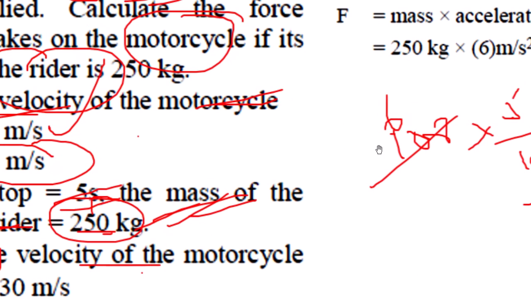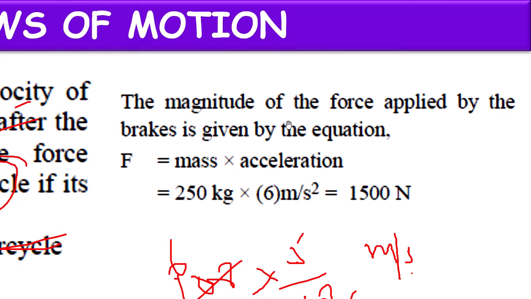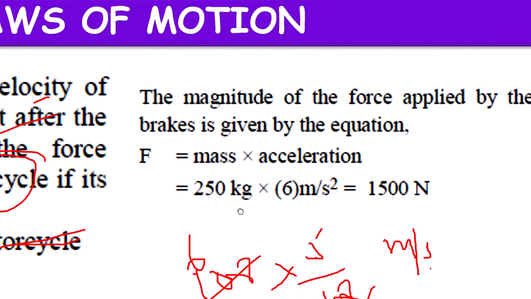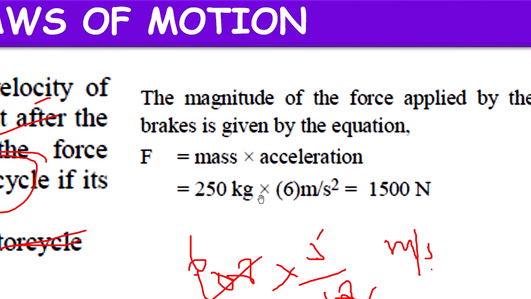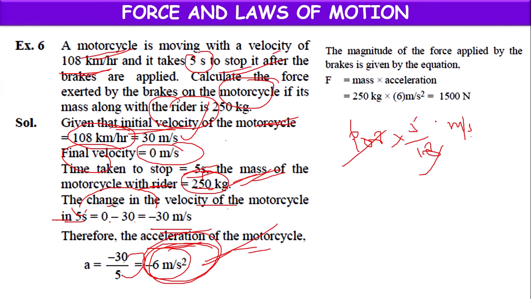So now, what is the force applied? For magnitude of force applied by the brakes. Force applied by the brake is equal to mass of the bike along with the person into acceleration. So mass of the motorcycle along with the person 250 kg into acceleration 6. If you multiply, 1500 kg meter per second square will come, which is equal to 1500 newtons.